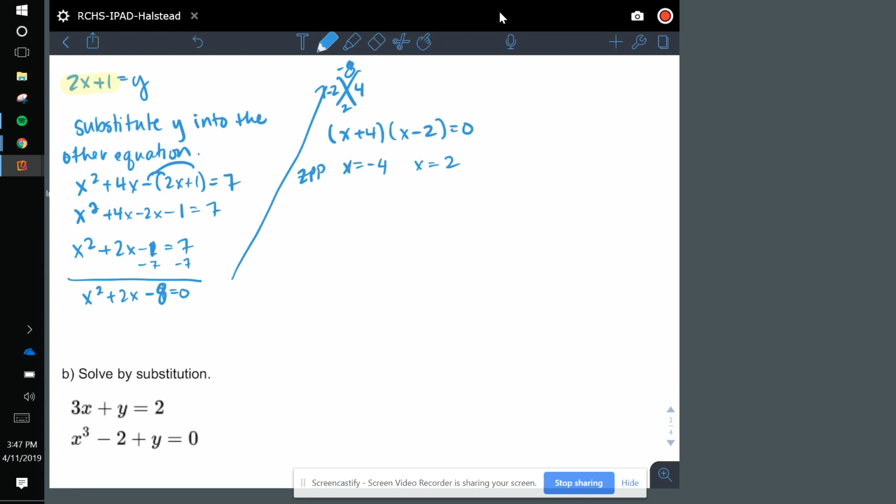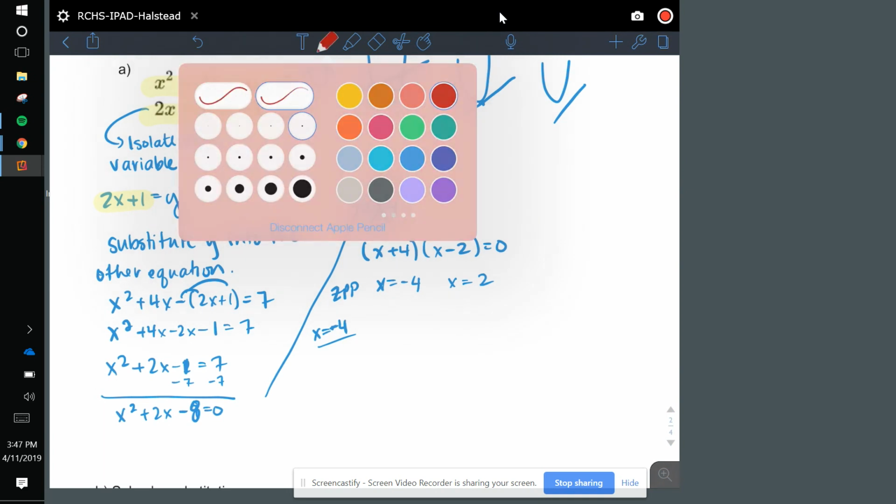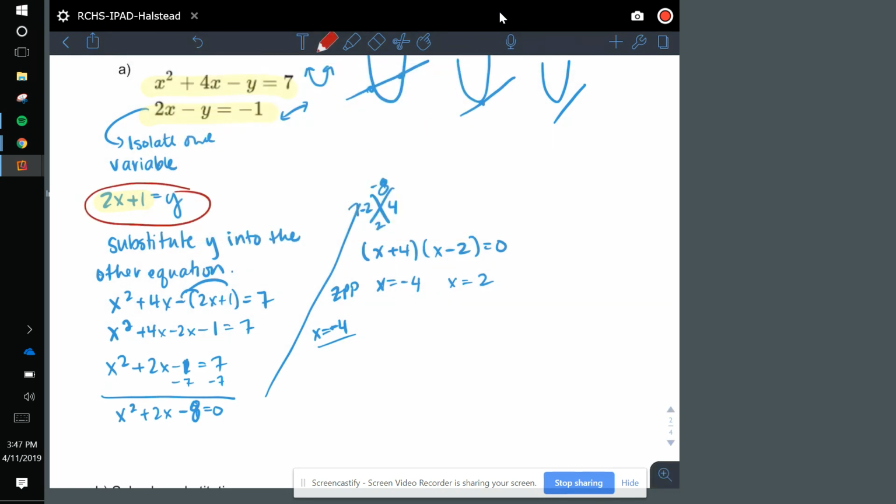So I'm not done yet. I have to plug in to find a point of intersection. So when x is equal to negative 4, I need to figure out what my y is. If you go back, I could use any of these equations, but I see that I've already rewritten the bottom equation to be y equals, so I'm going to use that.